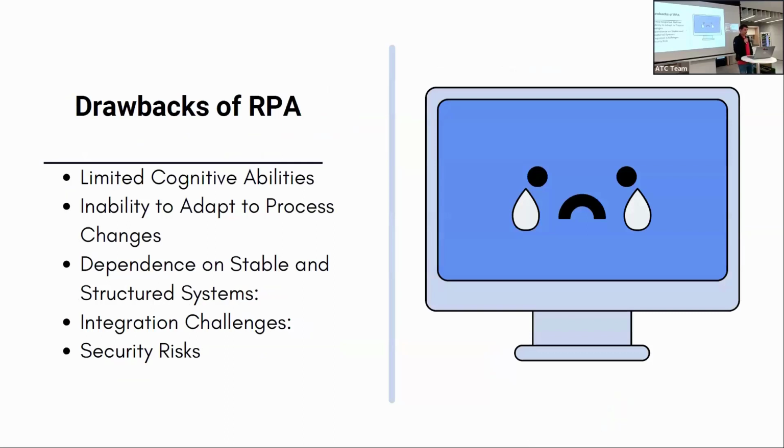This brings us to the drawbacks of RPA. Its limited cognitive abilities mean that, for example, if a page were to be updated or changed, the robot would struggle to find what it was specifically looking for previously, because somebody decided to update the name of a field. And it lacks that ability to make that decision, like, this is still the same field, somebody just renamed it.